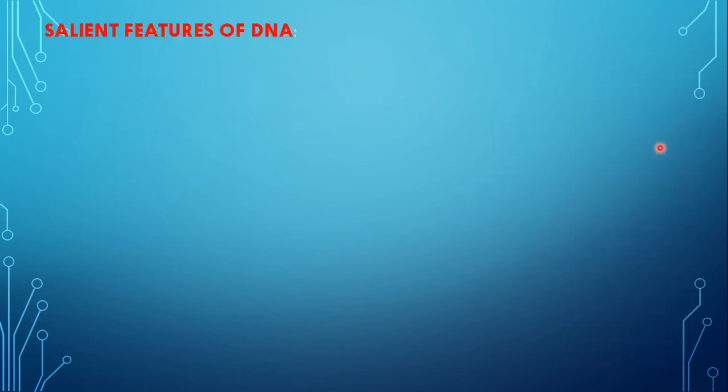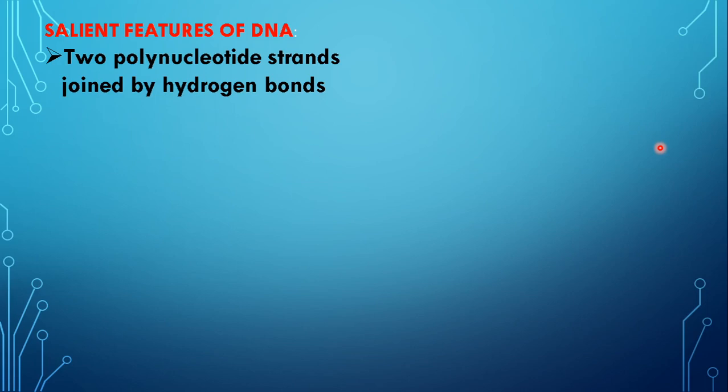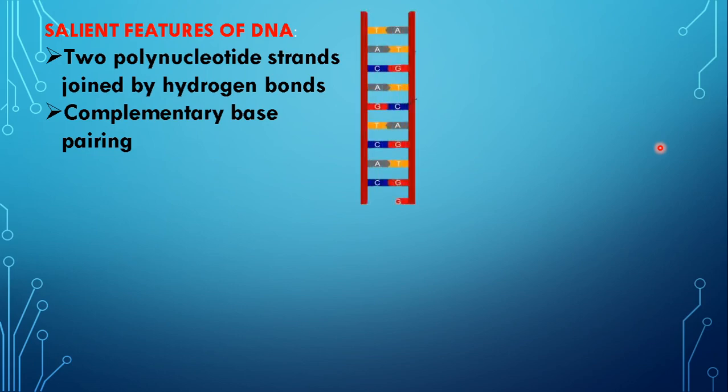Then the salient features of DNA: two polynucleotide strands joined by hydrogen bonds. I have already mentioned this point. Complementary base pairing means that adenine pairs with thymine and guanine pairs with cytosine. So this is known as the complementary base pairing rule. So here, this is the complementary base pairing rule: T-A, A-T, G-C, here also G-C, C-G. And they are held together by hydrogen bonds.